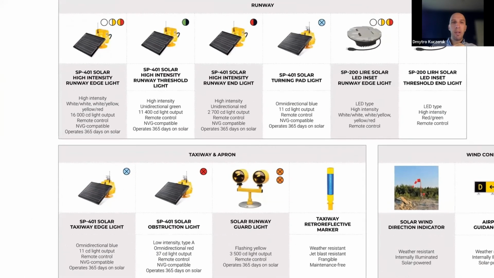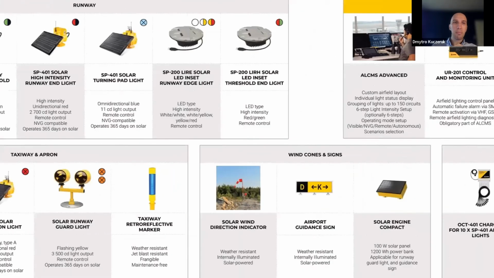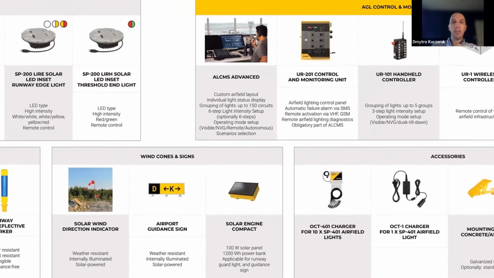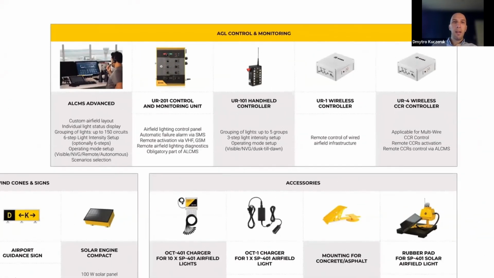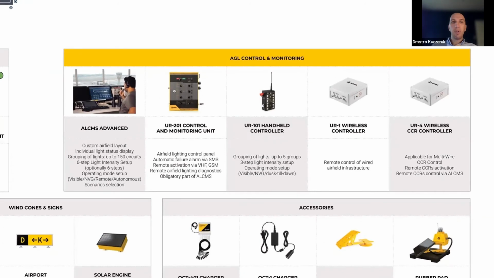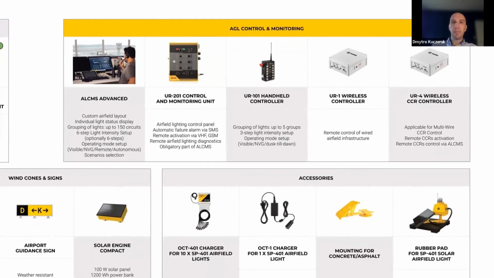Taxiway and apron, so taxiway, obstruction or unserviceable area lights, runway guard lights, taxiway retroreflective markers, solar wind direction indicator, signs, and again, solar engine compact. This is a small solar engine that we use to power signs. And a control and monitoring system that consists of LCMS basic or LCMS advanced with a control unit, with a handheld controller used as a backup, and different accessories.